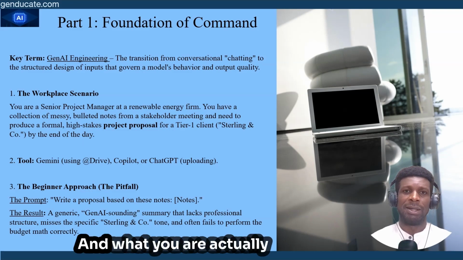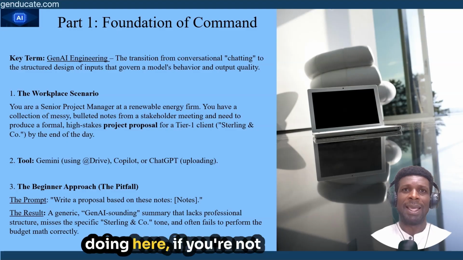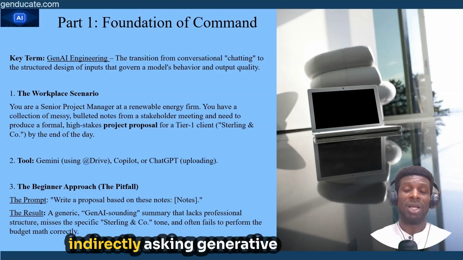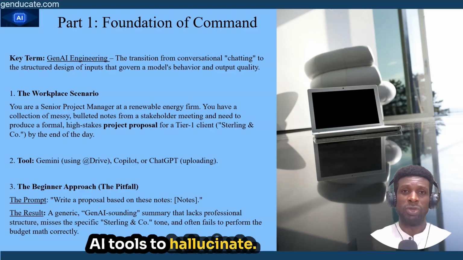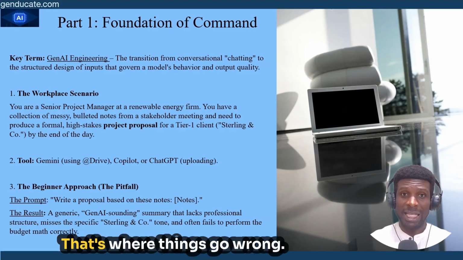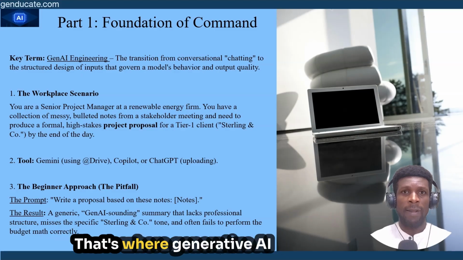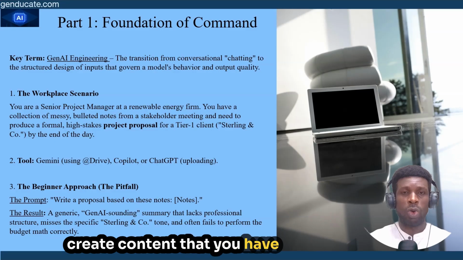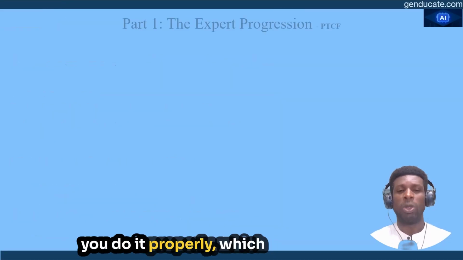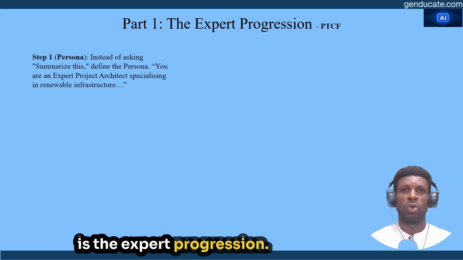And what you are actually doing here, if you're not including enough details in a prompt, you are indirectly asking generative AI tools to hallucinate. You are saying make up information, fill in the gap. That's where things go wrong. That's where generative AI creates content that you have to edit and fix and spend all the time. Whereas, how do you do it properly, which is the expert progression?